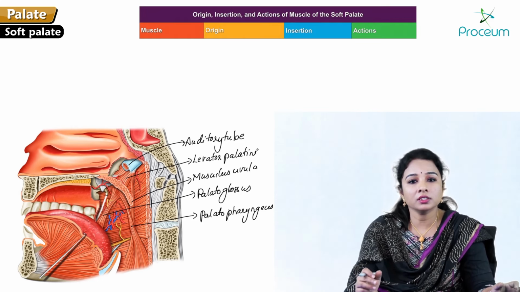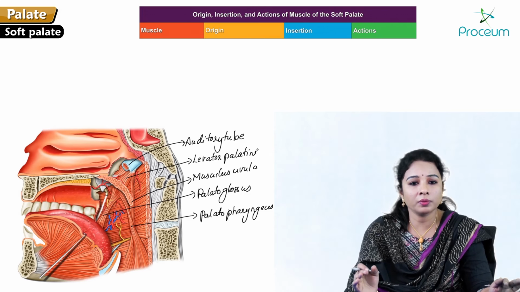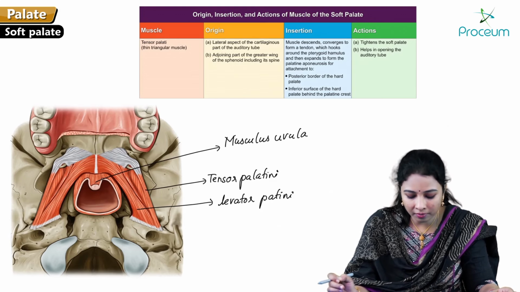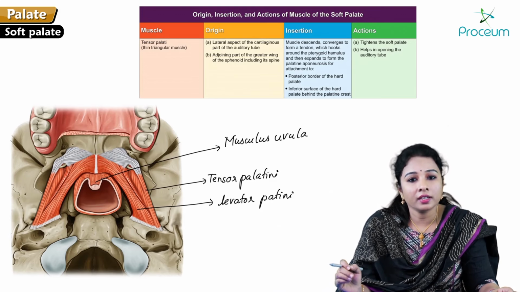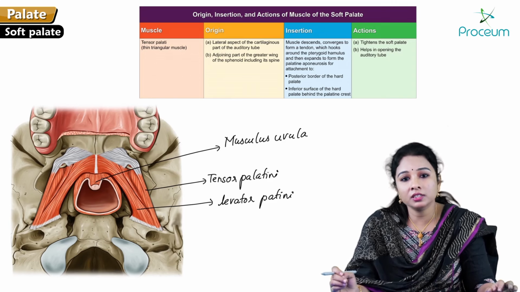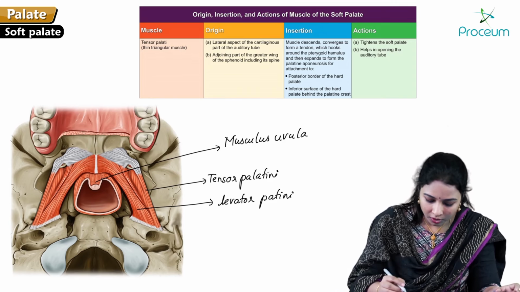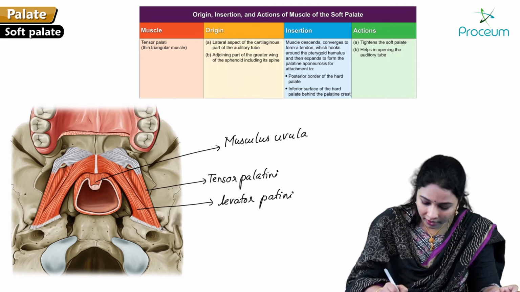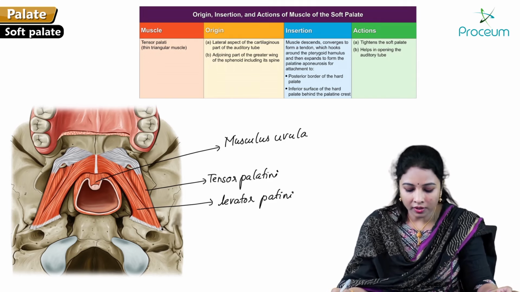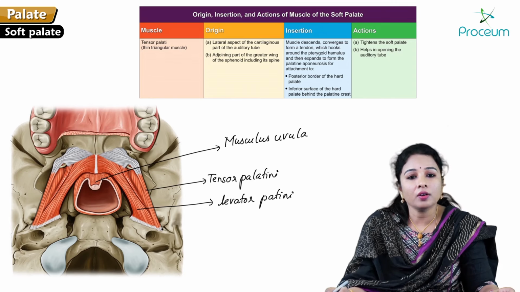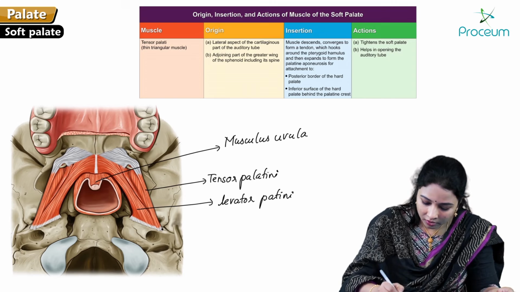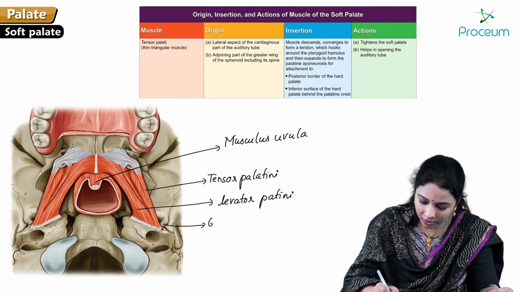So, the origin, insertion and the actions of the muscles, starting with the tensor veli palatini muscle. It is a thin triangular muscle, and it gains its origin from the cartilaginous part of auditory tube. So, here we can see tensor veli palatini muscle gaining its origin from the auditory tube, and also from the adjoining part of greater wing of sphenoid. So, we can appreciate greater wing of sphenoid here.